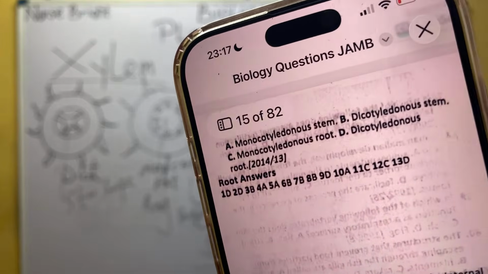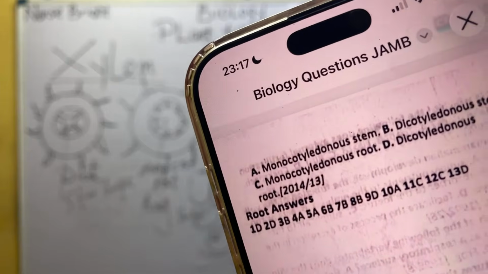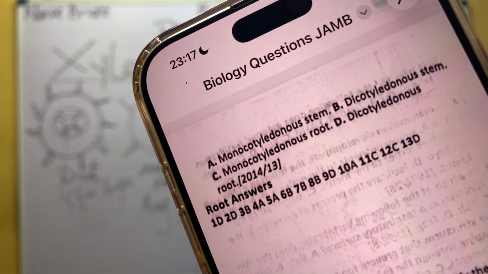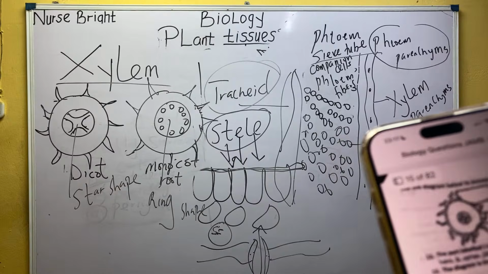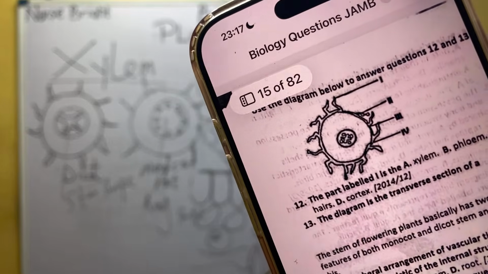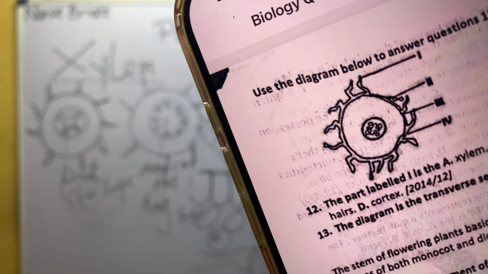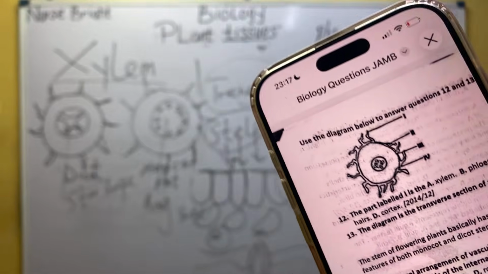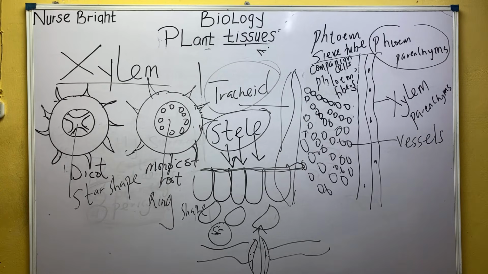They wrote option A, they said no, but they wrote D as the answer. They wrote dicotyledonous. I don't know. Their own diagram is not clear, so I don't know what they drew. Is it monocot or dicot? We are seeing it differently. Does that look like a star? I don't know. But in your JAM exam, it will be clearer. Do you understand? So that is for that.